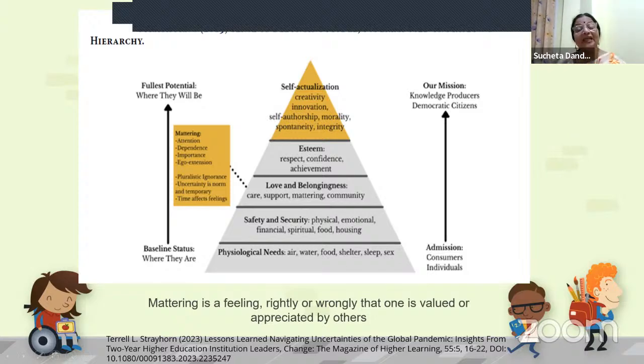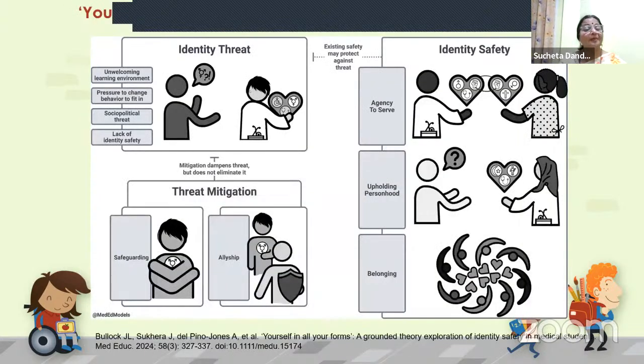When they start thinking for themselves, thinking out of the box, because they are comfortable in the setup that they are in. And I come to the final part, which talks about yourself in all your forms. And it talks about a grounded theory in identity safety. And what does this say? It talks about threat mitigation.